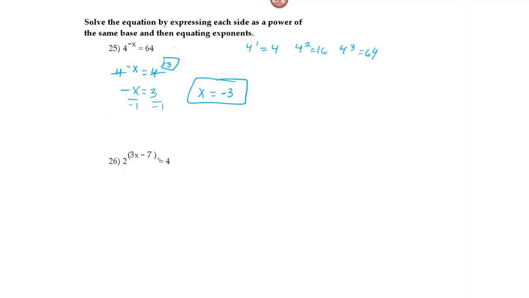On 26, 2 to the 3x minus 7 equals 4. Well, I want to try to rewrite 4 as 2 to some power. And 4 happens to be 2 squared. So once I do that, I get rid of these bottom 2's, our bases, and get 3x minus 7 equals 2. Add 7 to both sides. You get 3x equals 9. Divide by 3. You get x equals 3 for your answer.